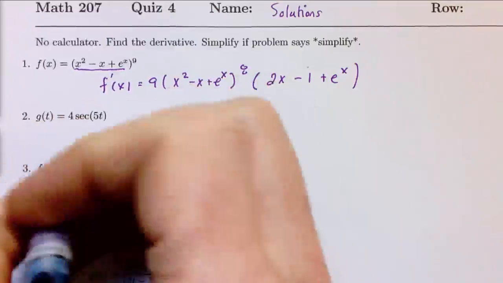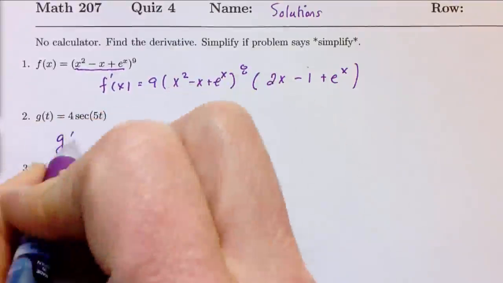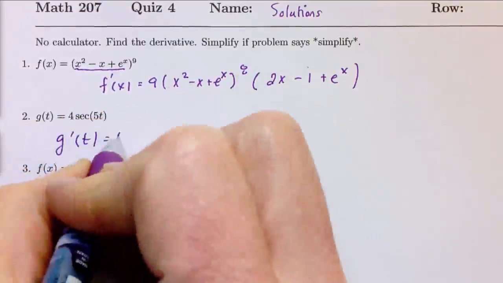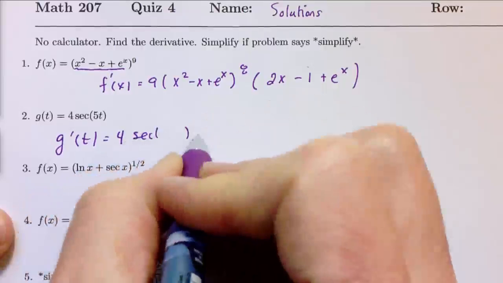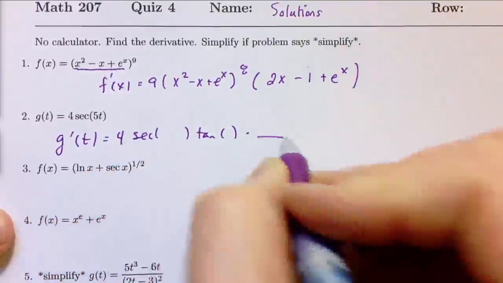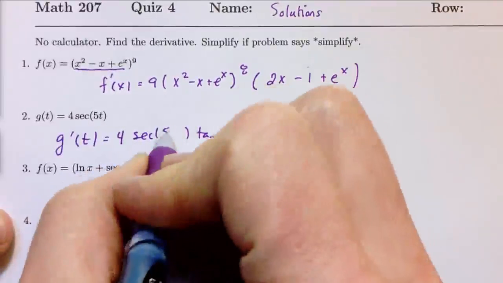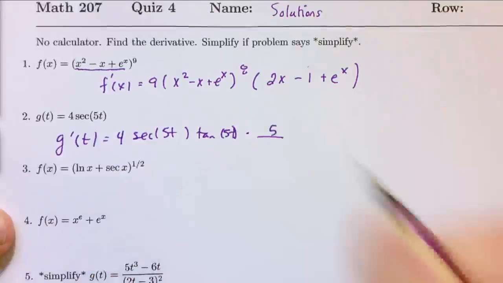Another chain rule. Derivative of secant is secant times tangent. Leave the 4 alone. Derivative of secant is secant times tangent. And then we have to multiply by the derivative of the inside. So the inside here is 5t. Derivative of 5t is 5.